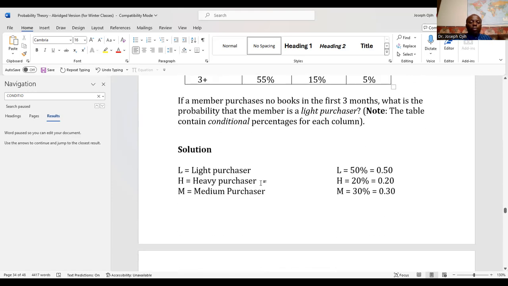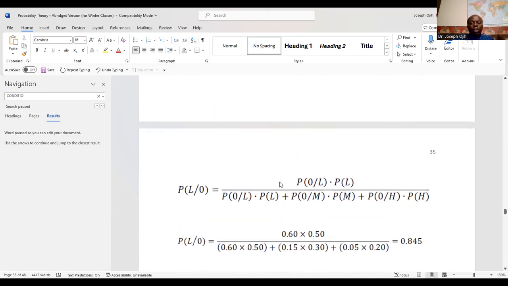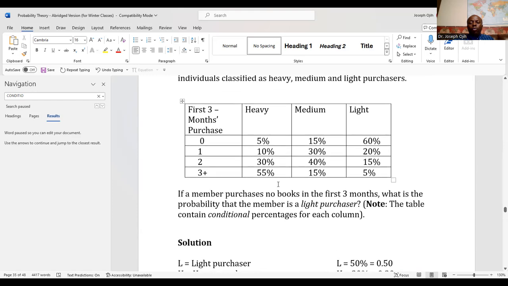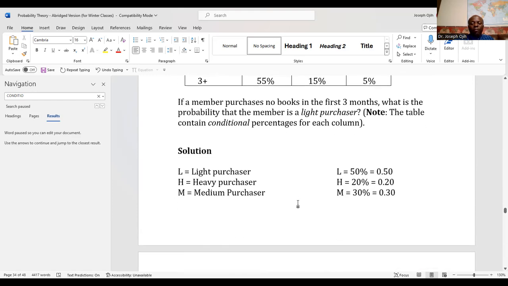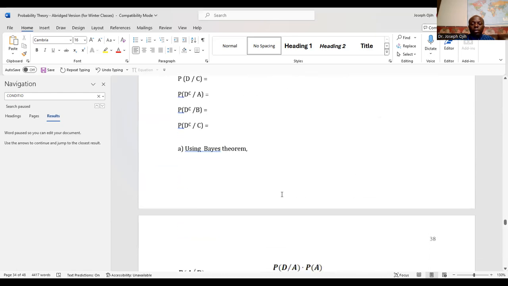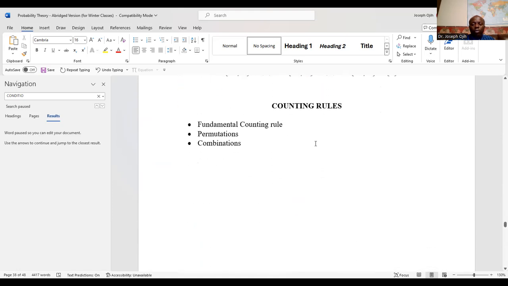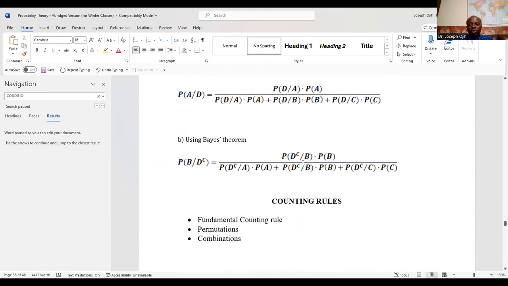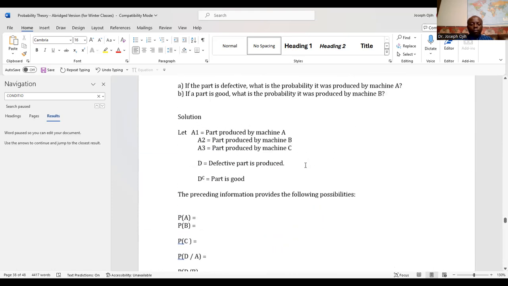Any question before we round up? No question? Okay, good. So the homework that is due this week, I'm gonna extend to next week since we haven't finished yet. We still need to do the counting rules. So we'll start that next week. I'm gonna extend the due date of this homework to next week.